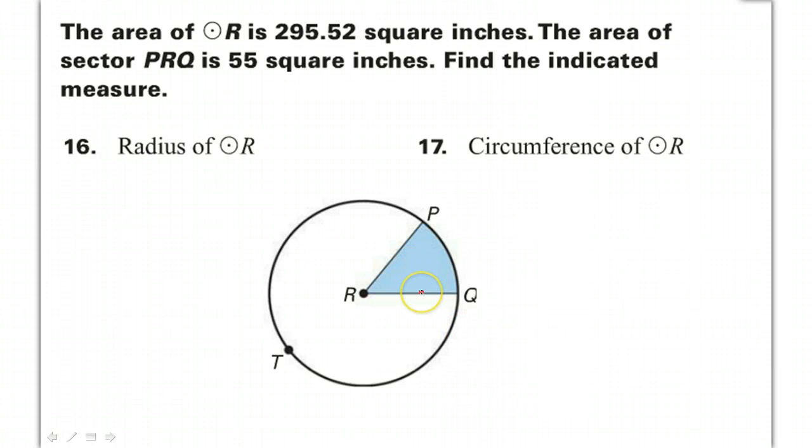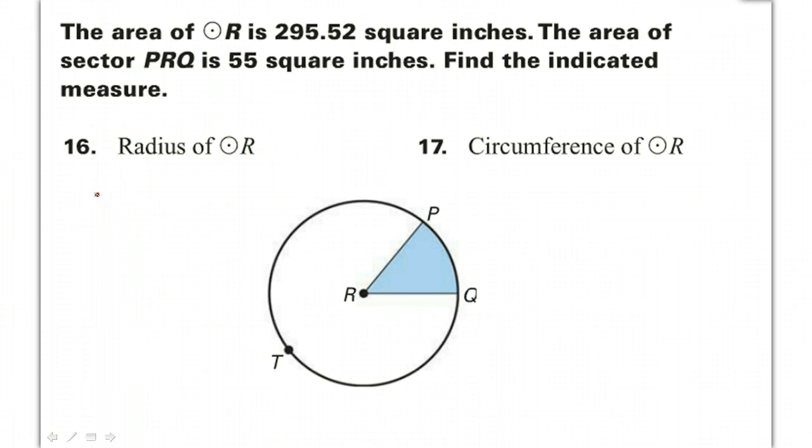Okay, of the entire circle. All right, the area is 295.52. The area of the sector is also given. That's 55 square inches. We're supposed to find the radius.